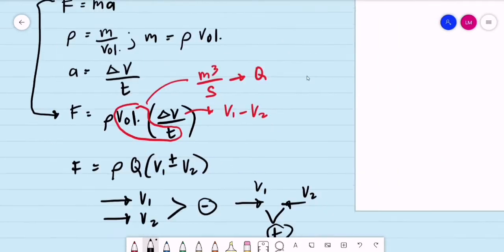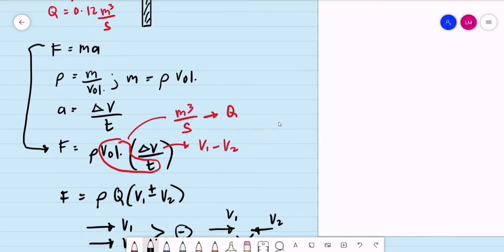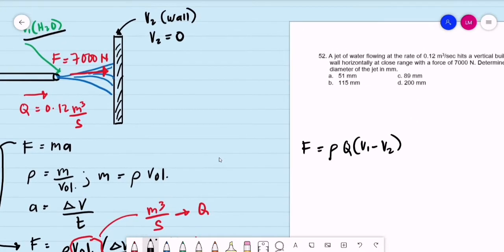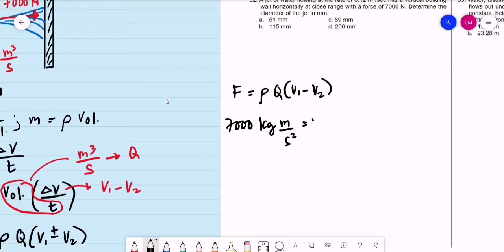Balikan natin yung derived formula. Ito yung the dynamic force is equal to density times discharge multiplied by V1 minus V2. Ano daw yung force na nag-a-act dun sa wall exerted by the water? Ito yung given is the 7,000 newtons. Ang equivalent ng newtons ay kilogram meter per second squared. Equal to the density of water. Ano yung density ng tubig? Basically, this is 1,000 kilograms per cubic meter.